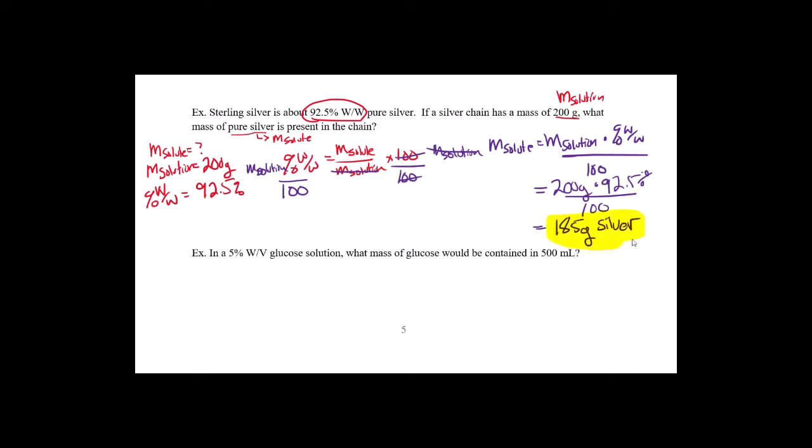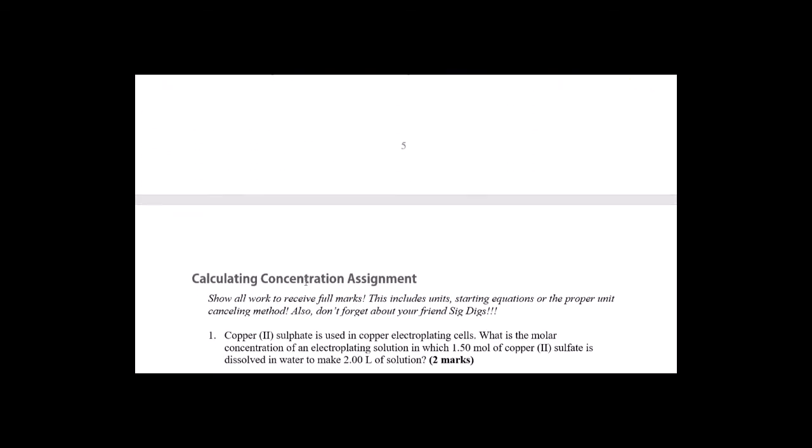And here's an example of a solution made of 2 solids, right? The silver and the other elements were mixed together and then allowed to cool. And then let's do one more example here. In a 5% weight over volume glucose solution, what mass of glucose would be contained in 500 milliliters of total solution? So this is my total solution. I'm looking for my mass of glucose. And this is my concentration. Okay.